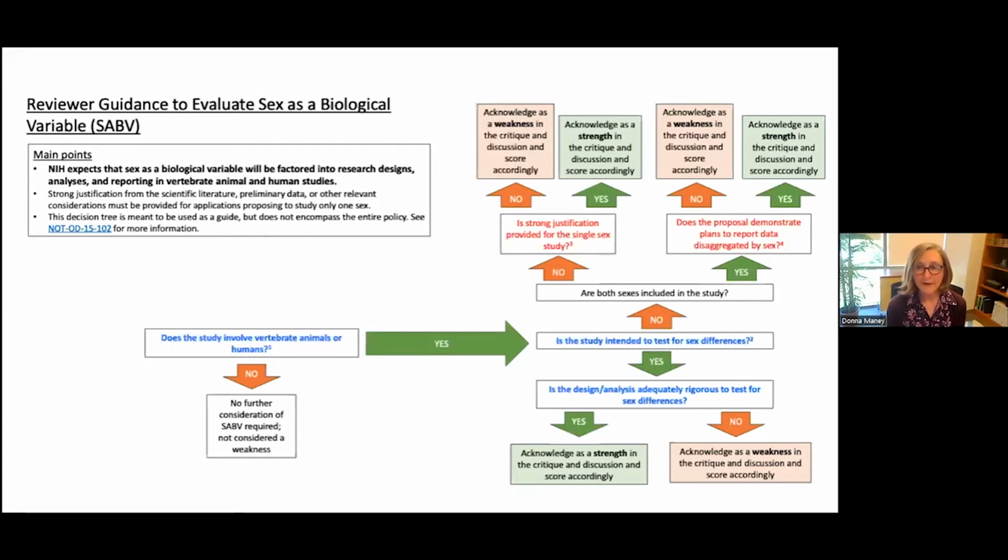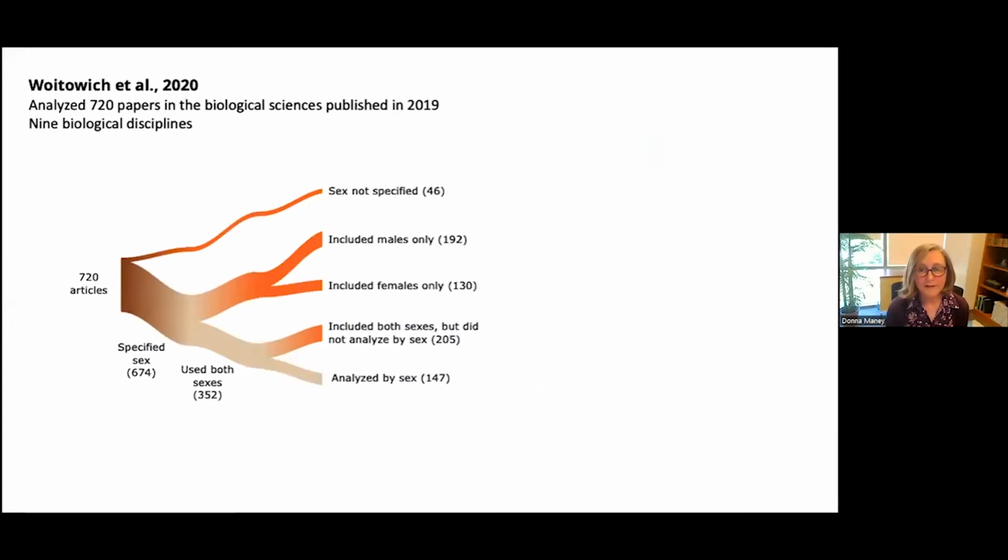And this is really interesting to me. So I recently started looking at how often the sexes are being compared in SABV compliant research. And to do this, I used a data set that was previously published by Wojtowicz et al. a couple of years ago. And they were interested in the extent to which males and females are being included to begin with. And this is a river plot that I made of their results. Now, what they did was they analyzed 720 papers, all published in 2019, in 9 biological disciplines. And those disciplines were things like behavior, physiology, neuroscience, reproduction, and so on. And they looked at human and non-human animal research.